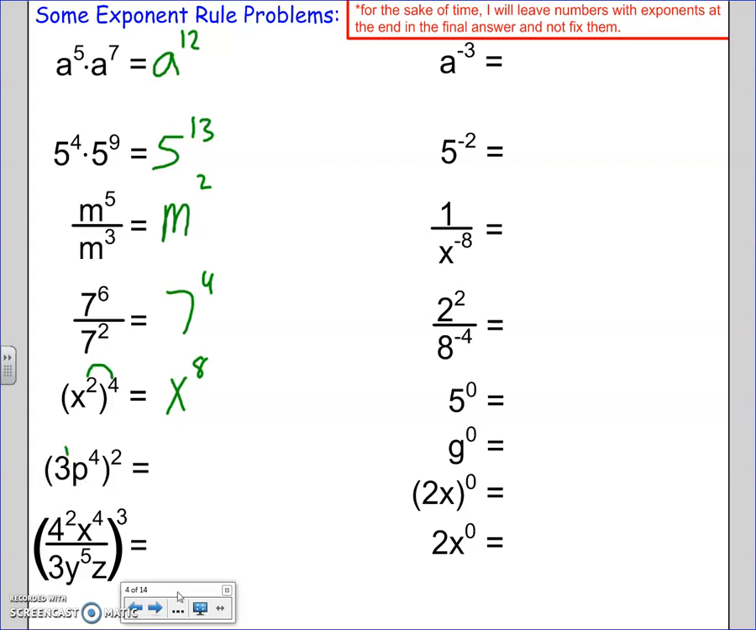So I have to multiply this outside 2, distribute 2 to every exponent inside. So there's going to be 3 squared p to the 8th. And technically you should change 3 squared into 9.